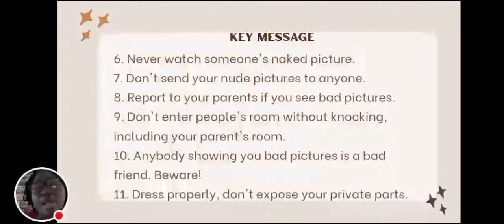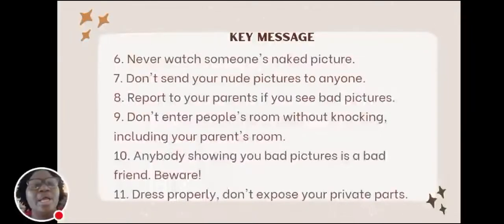No auntie should tell you, remove your clothes, let me take your picture. No, it's a no, no, no thing. And nobody on the internet should tell you, remove your clothes, and after you have removed your clothes, I will take your picture. It is wrong. It's a no, no, no.